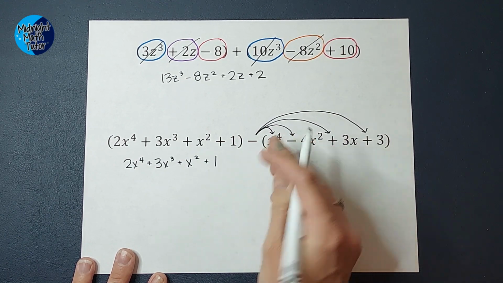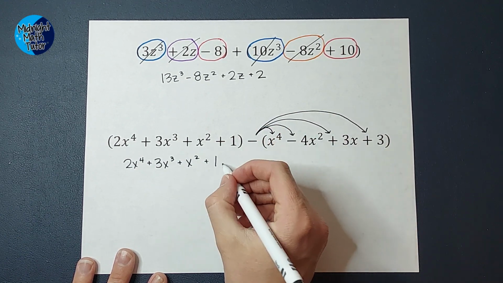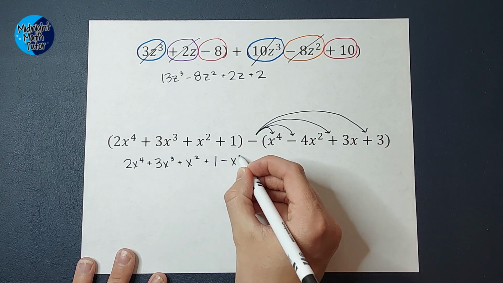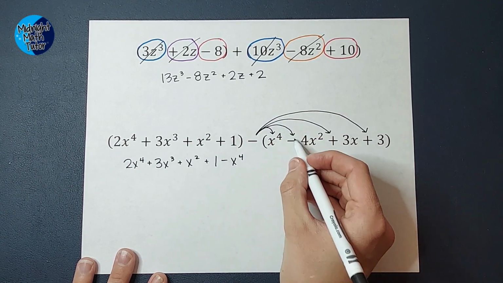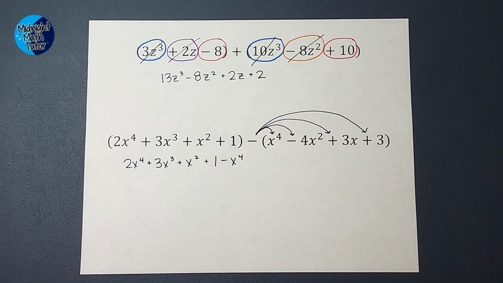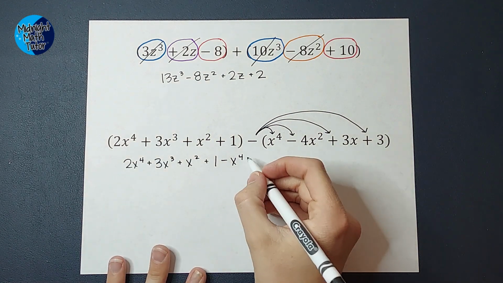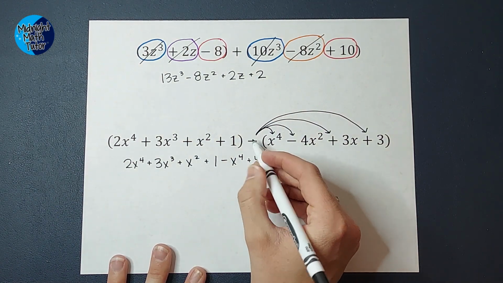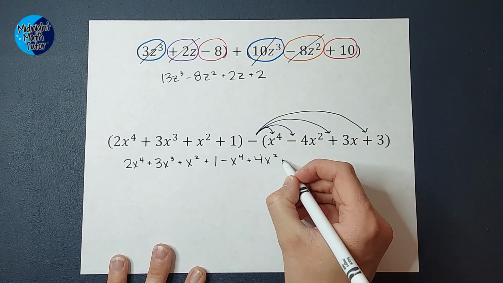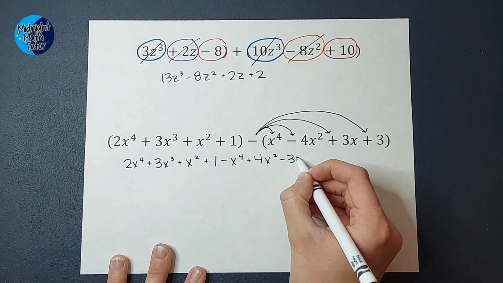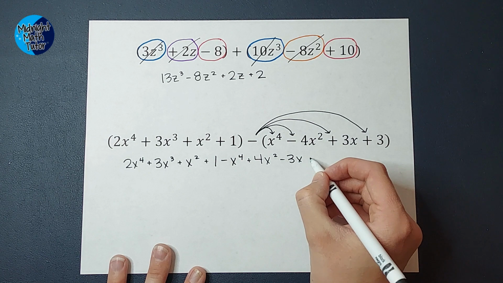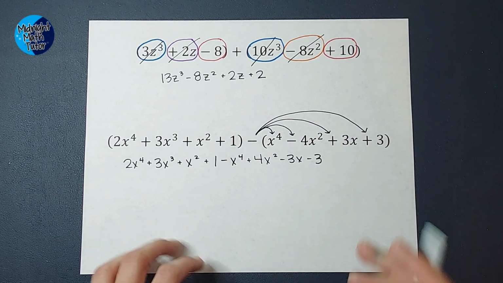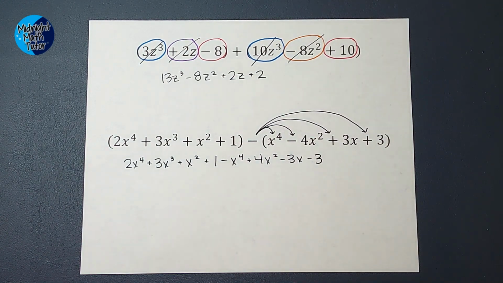And then I'm distributing that negative in, which means this is going to be -x to the 4th. When I subtract a negative, it goes positive. Or you can think of it as a negative times a negative is positive, okay? So this is going to be plus 4x squared. Distributing that in will give me -3x and -3. Okay, that's big and long, but guess what?